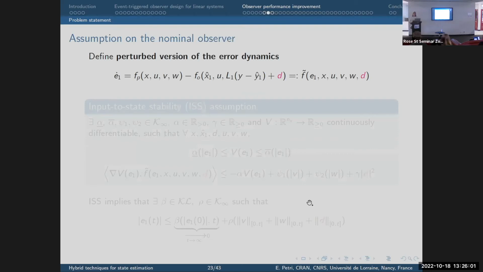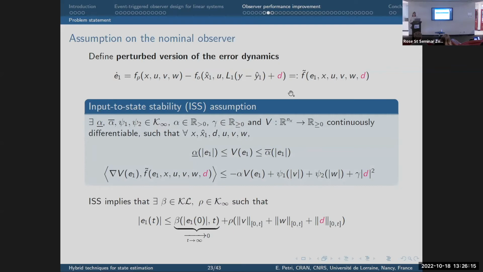And we make an assumption on the stability property of this nominal observer. But to do that, we first need to define a perturbed version of the error dynamics in this way, where D here represents a perturbation. And this is the assumption that we make.